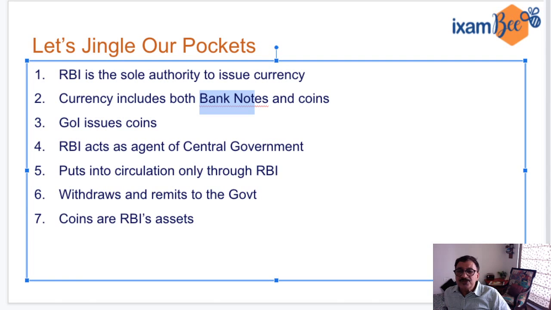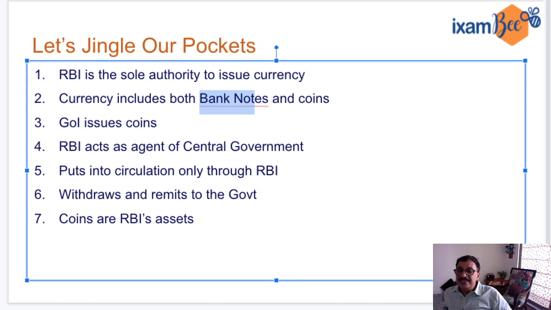So now the banknotes, the currency includes both banknotes and coins. And mind you, the government of India has a prerogative to issue coins, not the RBI. Please remember this distinction. RBI, yes, it manages currency. It manages both notes and coins. But it prints notes, and it distributes notes and coins. But when it comes to coins, it is the prerogative of the government of India.